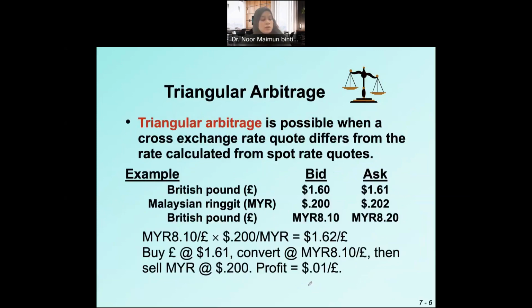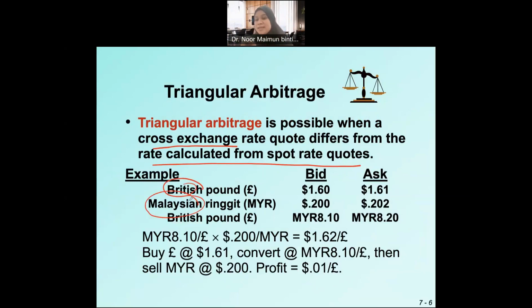And the second one is triangular arbitrage. Okay, triangular arbitrage is possible when a cross exchange rate differs from the rate calculated from the spot rate quotes. You know you have to use triangular arbitrage when you are given three rates. The first one is the foreign currency quoted in home currency. The second one is another country's foreign currency quoted in home currency, which is US dollar. And the next one is foreign currency quoted in foreign currency, which is the one that is here. So it is quoted based on that foreign currency. Okay, so that is when you know you are dealing with triangular arbitrage.